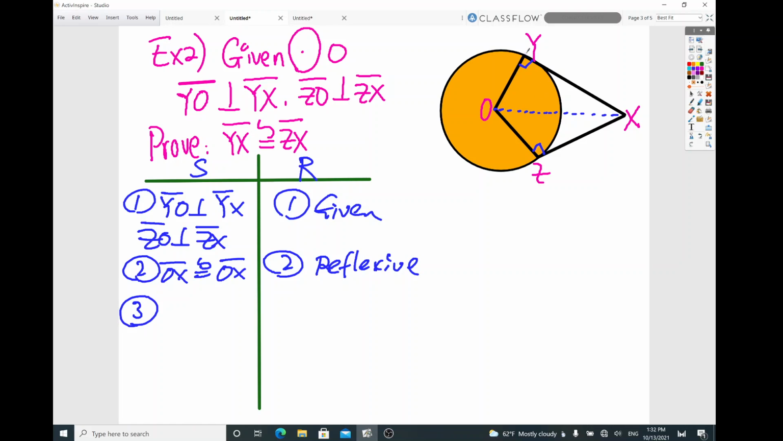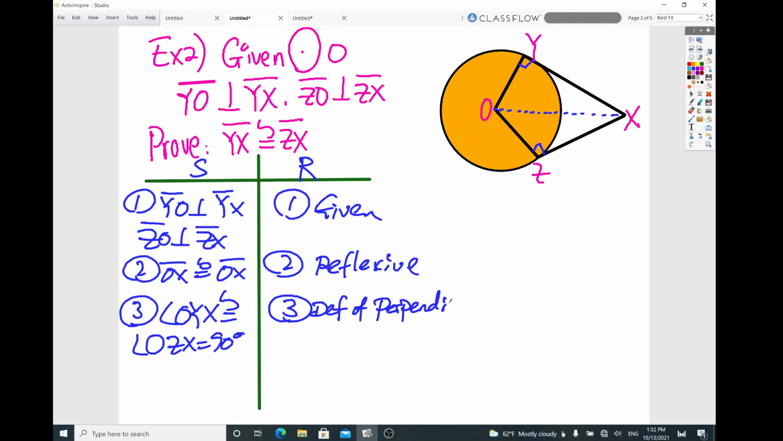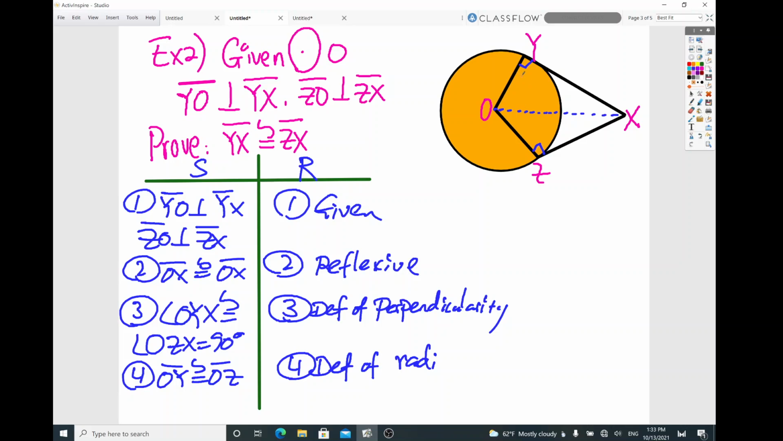Okay, so another thing that you want to state next is the 90-degree angles. It's perpendicular, so that means angle OYX is congruent to angle OZX, and they're both considered 90 degrees. Again, definition of perpendicularity. And then after that, also the radii: segment OY is congruent to segment OZ. And for this one you just want to say it's the definition of radii, or definition of radius of a circle. Whatever radius you put in here, they're always the same, because that's within the same circle.